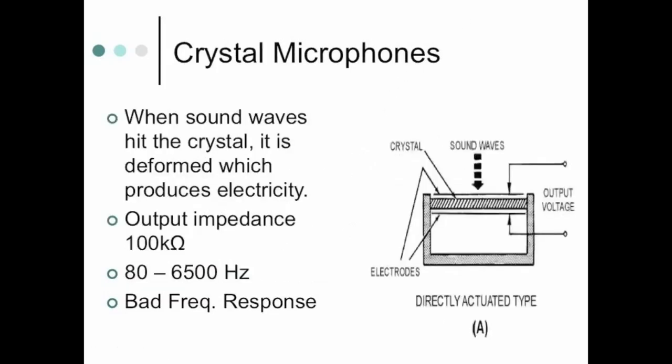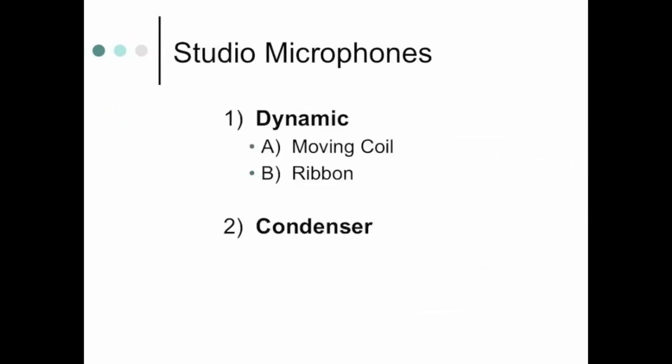Crystal microphones. The basic principle of a crystal microphone is similar to the concept that you get from a carbon microphone. And it has bad frequency response. When sound waves hit the diaphragm, it deforms the crystal slightly and produces some electrical impulse. So, not terribly useful in the studio, but really useful for various industrial uses. Now let's talk about what we do in the studio. That's sort of why we're here.